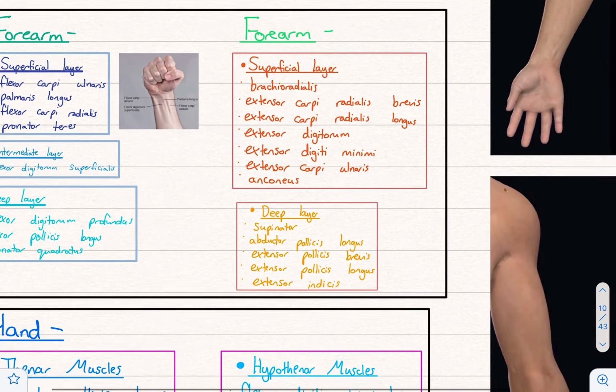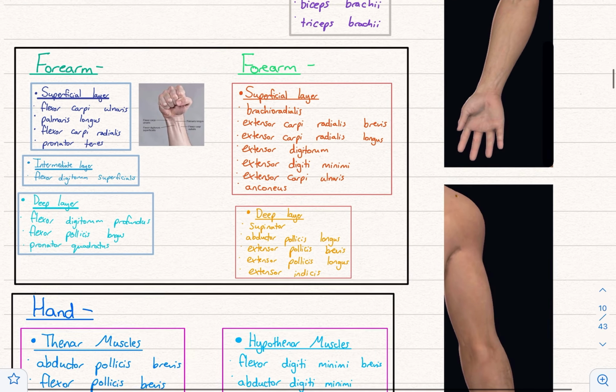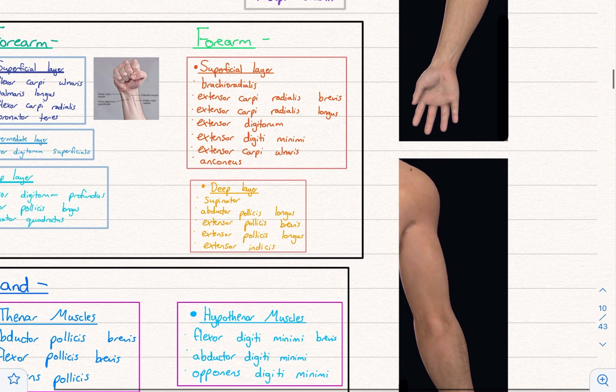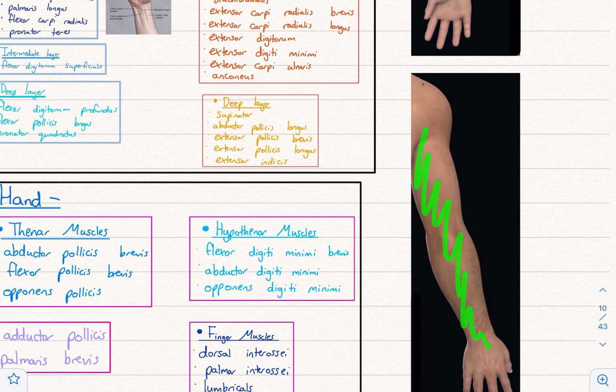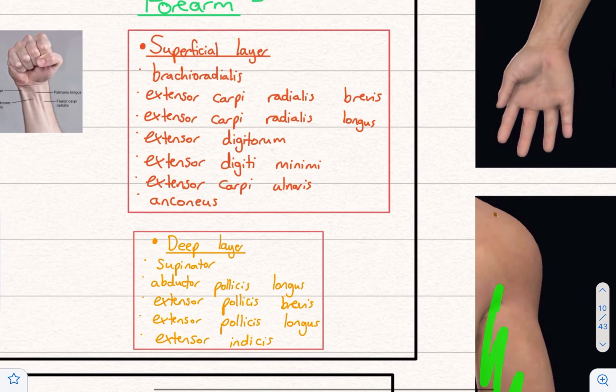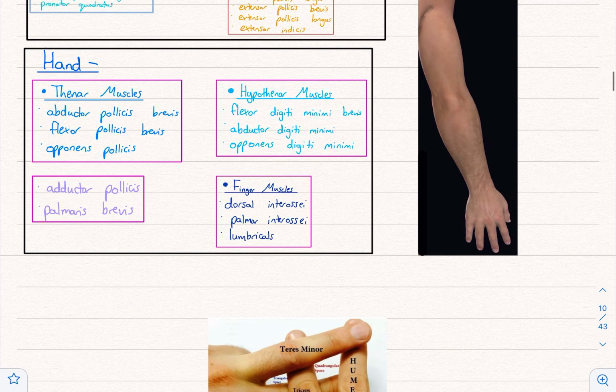But yeah. Okay, so then after that, you've got the forearm muscles that are on the back. That's these ones here, and then it's just going through each of the names. So you've got superficial layer, intermediate layer, deep layer. Then you've just got superficial and deep layer, like that. Then going on to the hand.